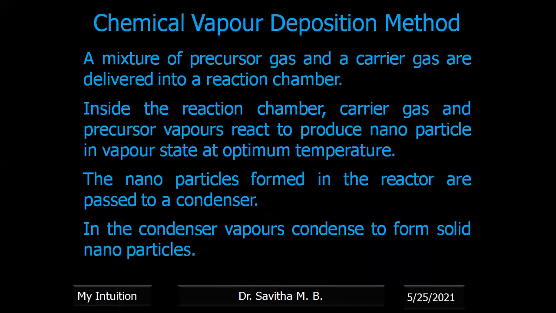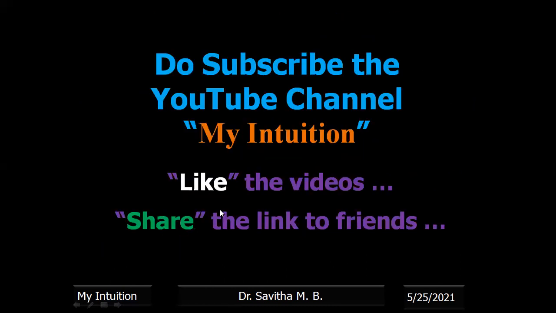Again, it is explained here. The mixture of precursor gas and the carrier gas is delivered into the reaction chamber. In the reaction chamber, the carrier gas and the precursor vapor react to produce a nanoparticle, and this nanoparticle formed in the reactor is passed into the condenser. In the condenser, the vapors condense to form the solid nanoparticles. These are the three methods for nanoparticle synthesis: sol-gel, chemical vapor deposition, and the precipitation method.